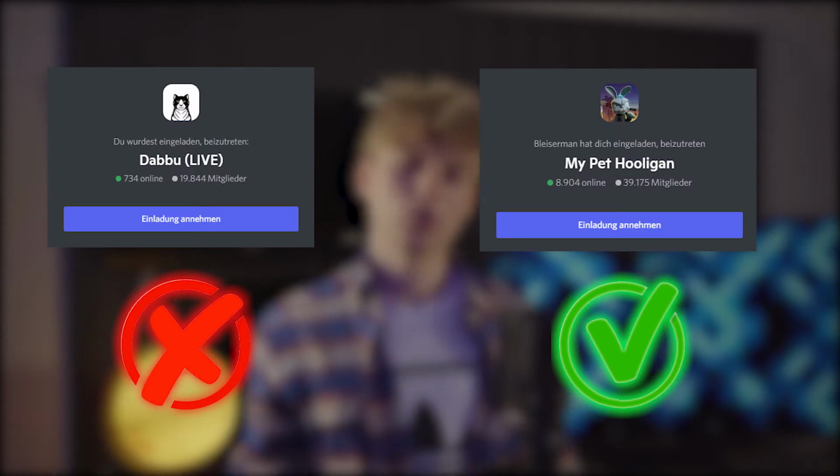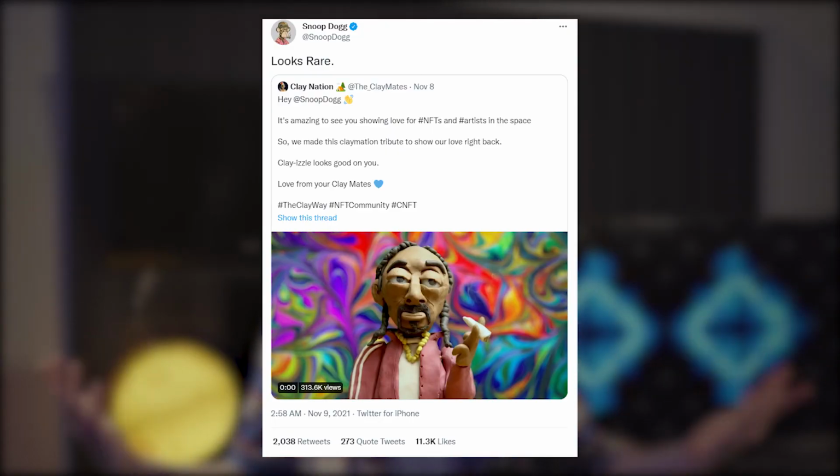Now let's talk about Discord. First of all, in the Discord, it's also important how many people are on the Discord and how many are online. But besides that, the general mood has to be nice in the Discord. For example, take a look at the Claymates Discord. All the people there are like a family, they're always positive, the chat is really active, so those are good indicators for a successful project. And as you can tell, Claymates was pretty successful. I mean, they got retweeted by Snoop Dogg.